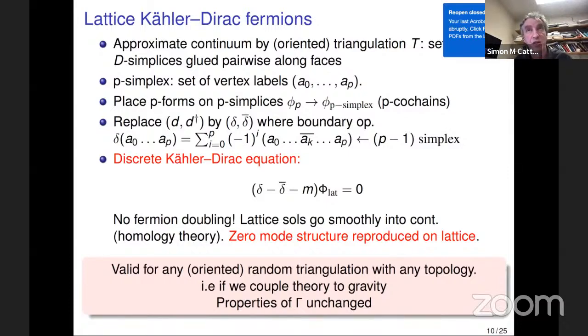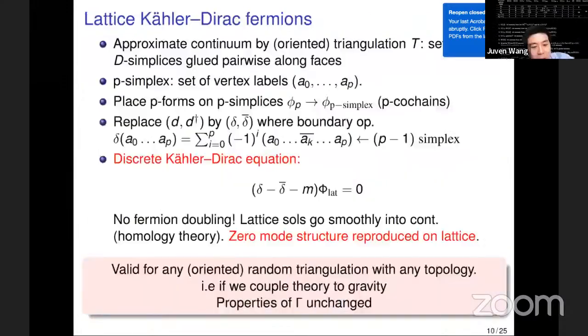That's, of course, key from the perspective of anomalies, right? And I don't have time to prove any of this, but this stuff, which is not new, it was known 20 years ago, is valid for any oriented random triangulation. This is why I'm not sure about the non-oriented. I don't know how to do it for non-oriented triangulations, but certainly for any oriented random triangulation of any topology at all, in other words, if I couple the discrete theory to the analog of gravity by formulating an arbitrary curved simplicial manifold, all of this goes through in a way completely analogous to the continuum. And this property of gamma is completely unchanged because it just flips the sign of the form. So it doesn't care whether the form lives on some random triangulation or not. It still anticommutes with the lattice Kaehler-Dirac operator. So all of the structure of the continuum, or most of it, survives under discretization. That's the key point.